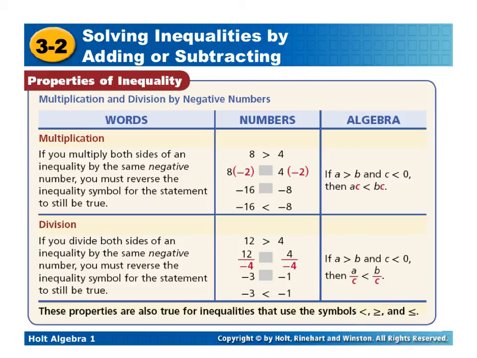So here, if we multiply both sides by a negative number, so for example, 8 times negative 2, 4 times negative 2, negative 16 is no longer greater than negative 8, so you notice the sign was flipped from the original. Same thing with division. We start with 12 is greater than 4, but if we divide both sides by negative 4, negative 3 is no longer greater than negative 1, so the symbol gets flipped around. Once again, this is true for all inequality symbols.